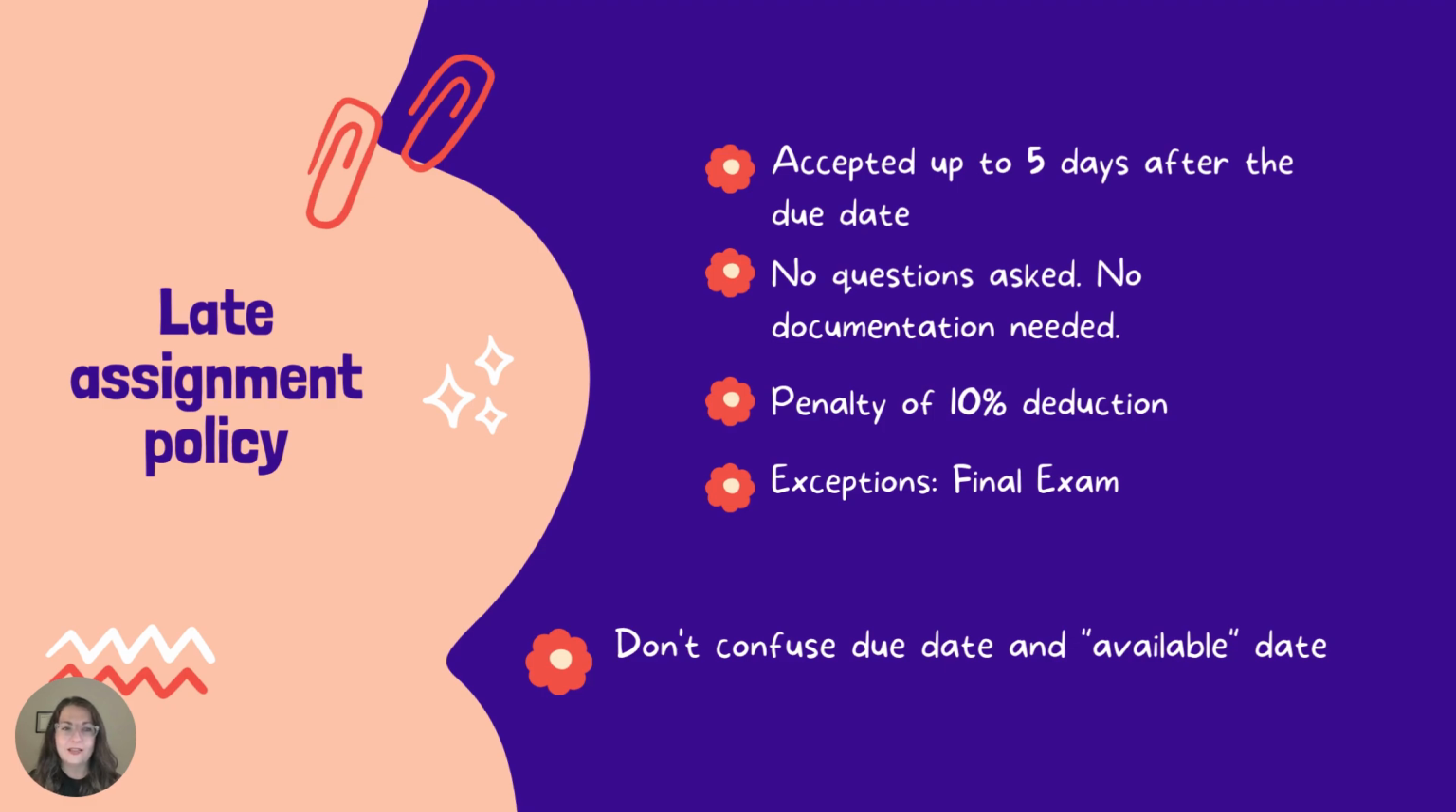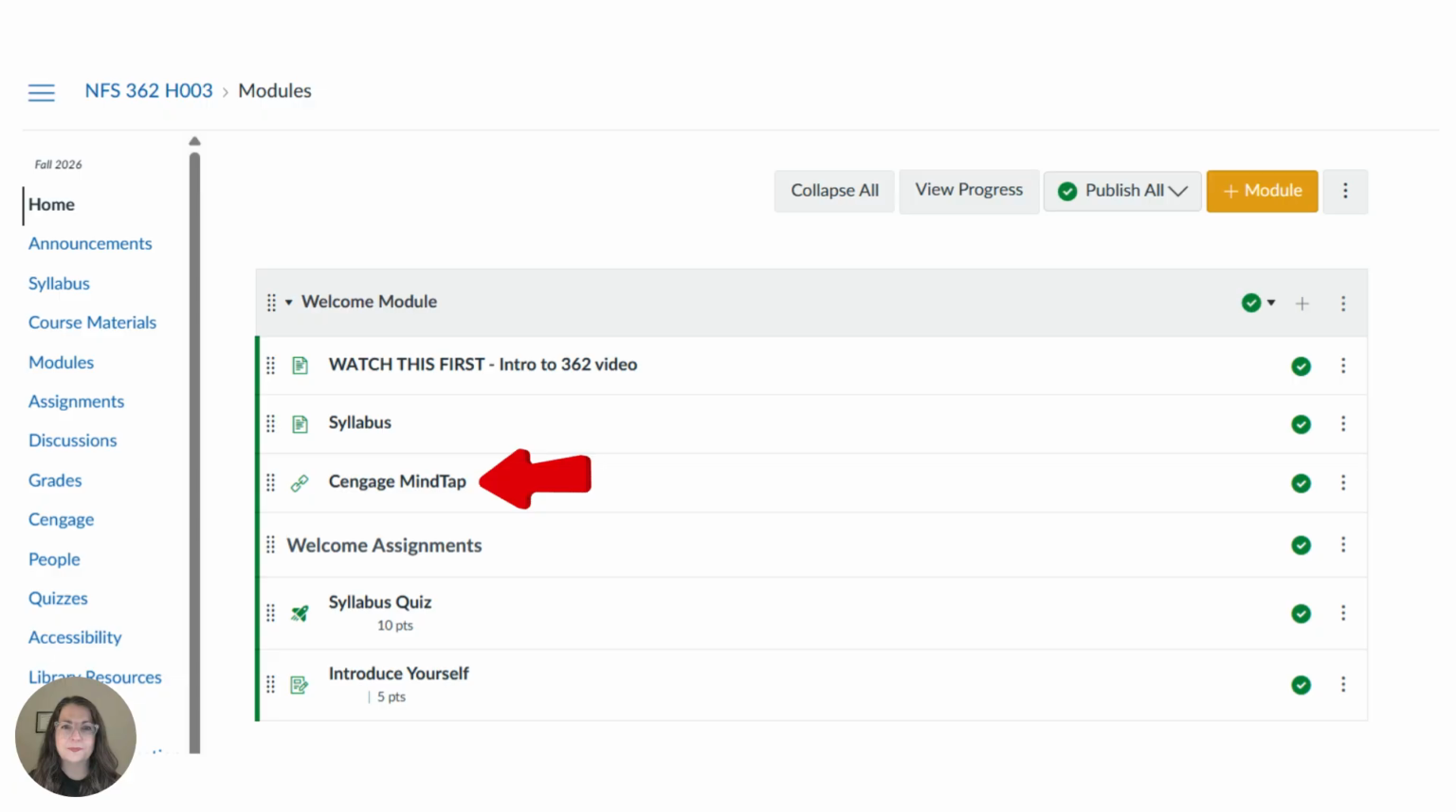Let's look at the Canvas course for a minute. So this is what you'll see when you log into Canvas. So you have found this video, so obviously you have already logged in to Canvas at least one time. So you'll see this arrow, the red arrow here pointing to Cengage MindTap, and that is the link that you will click on to go in and access the MindTap course that is linked to this class.